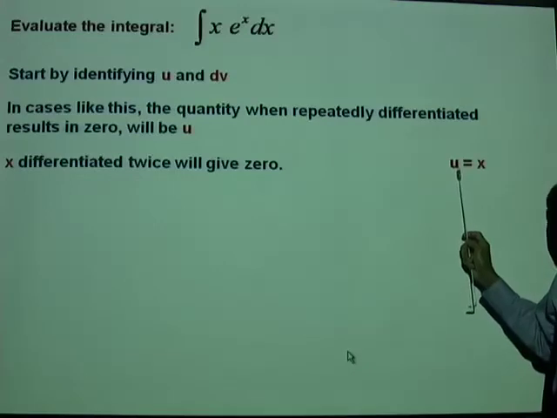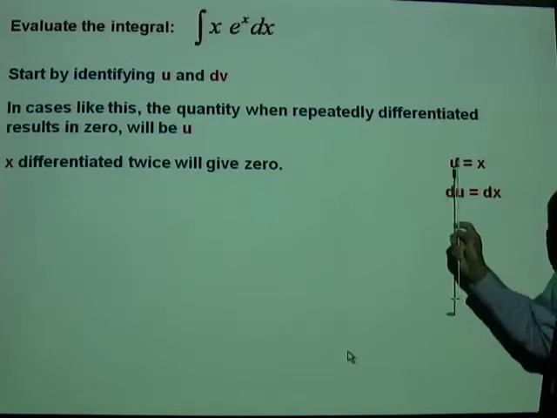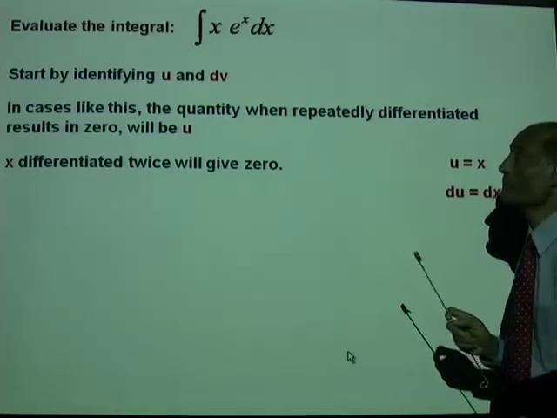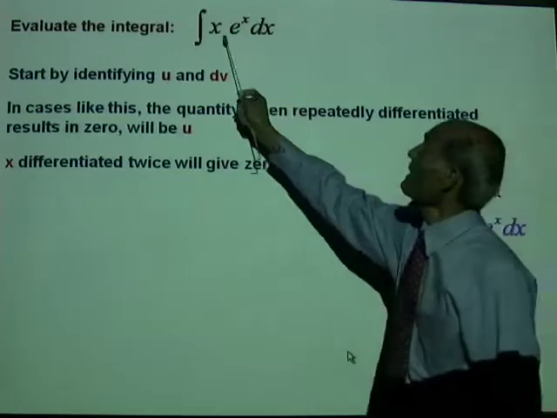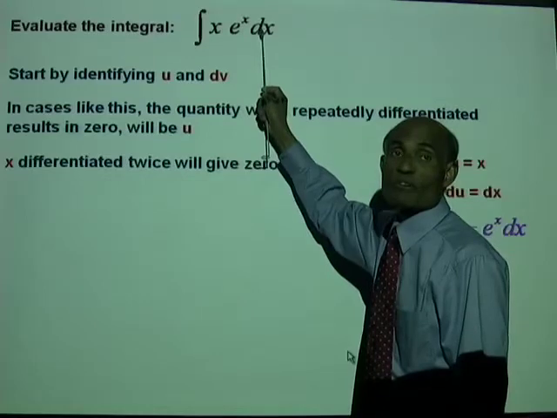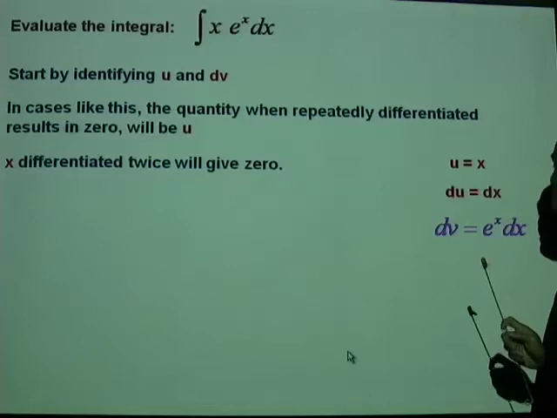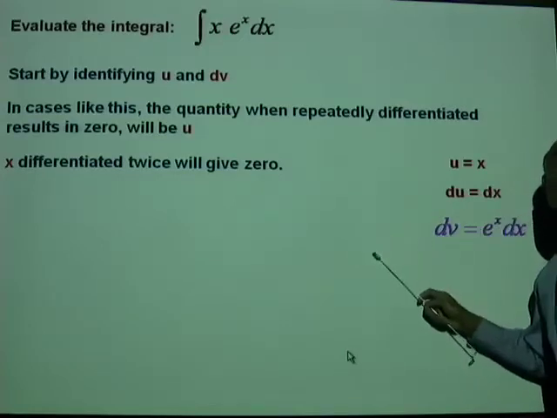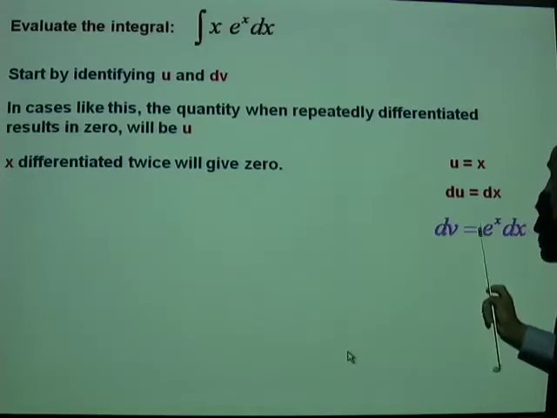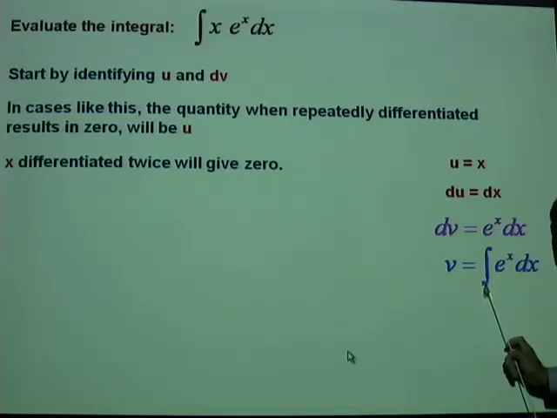So we start by saying u equals x, and therefore du equals dx. We have those two quantities now. Now, if x is our u, then the remaining part, e to the power of x dx, is our dv. Alright, if dv is e to the power of x dx, then what is v? Integrate both sides of this. We get v equal to integral e to the power of x dx, and the integral of e to the power of x dx is e to the power of x.